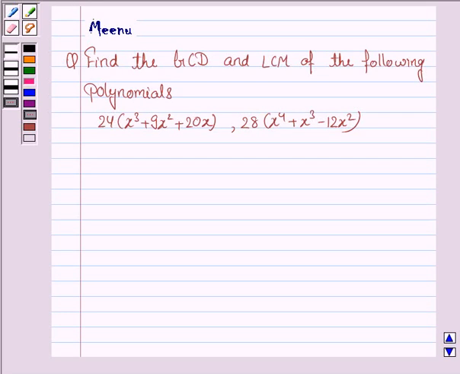Let us discuss the following question. It says, find the GCD and LCM of the following polynomials. So let's now move on to the solution. Let Px be the polynomial 24 into x cubed plus 9x squared plus 20x. Now we have to find the GCD and the LCM of these two polynomials.